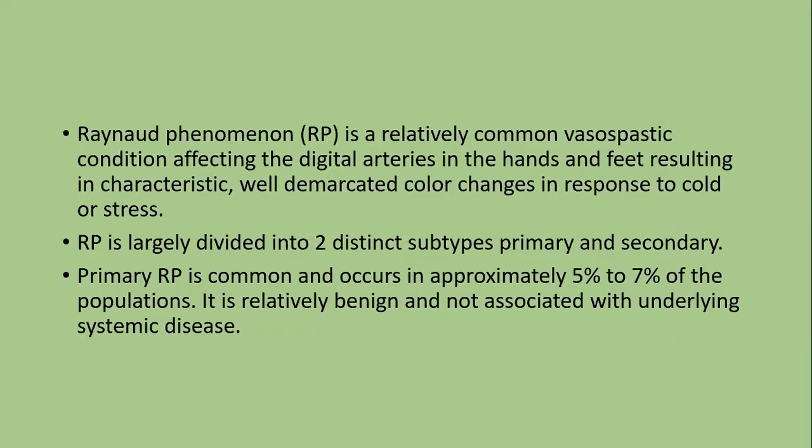Raynaud's phenomenon is a relatively common vasospastic condition, and it is largely divided into two distinct subtypes, primary and secondary. Primary Raynaud's phenomenon is common and occurs in approximately 5 to 7% of the population, so quite a big number. It is a relatively benign condition and is not associated with any underlying systemic disease.